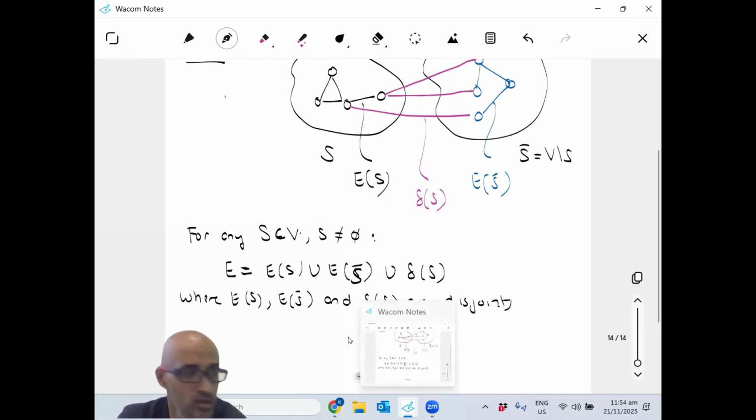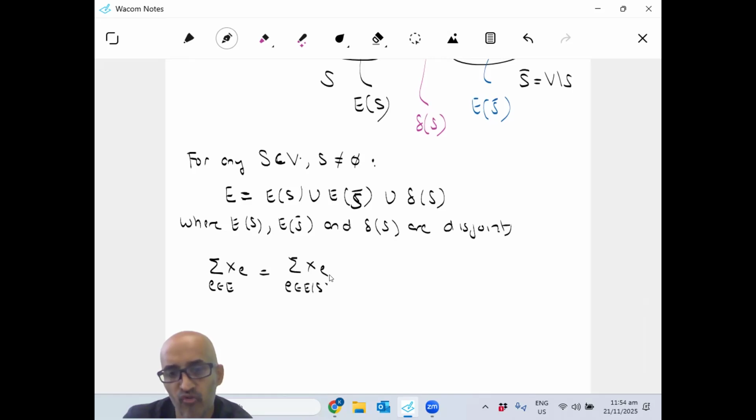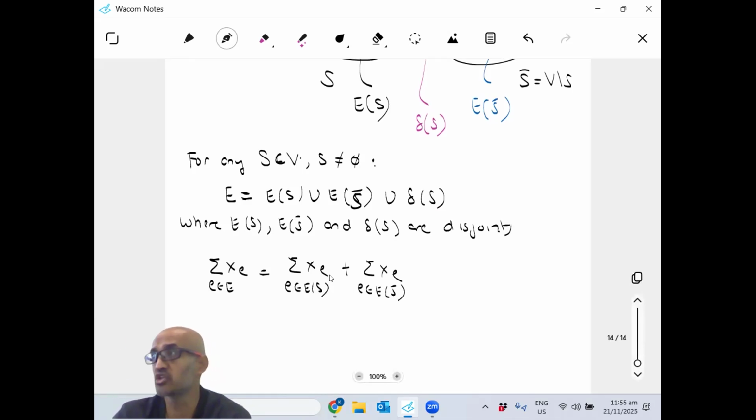Now think about it: for every edge, there's a variable x_e. So when I write the summation of x_e, e in the edges, this will be the summation of x_e, e in the edge set of S, plus the other two sums, because these are disjoint sets. All the edges here will have a corresponding x variable. I'll add up all of them. It'll either be in this set or this set or this set. So from this, I get this constraint. These were basically the same thing.